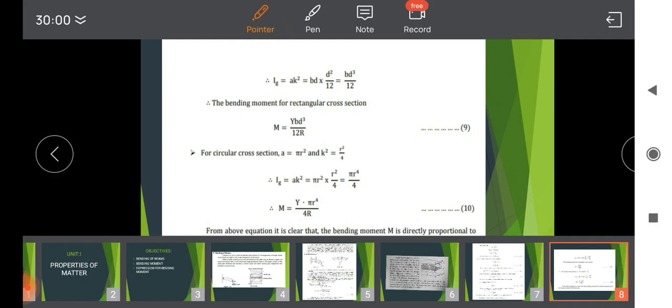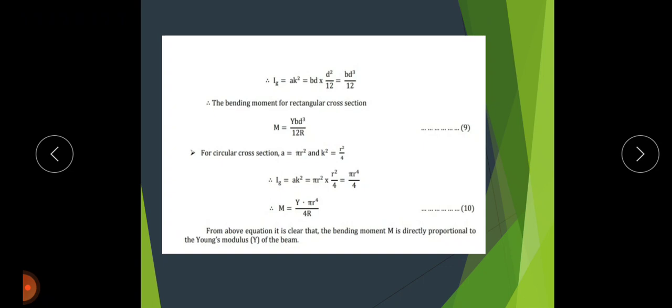In case of the circular cross section, area A is equal to pi r square, and the radius of gyration K square is equal to r square divided by 4. So the geometrical moment of inertia Ig is equal to A K square. Substituting the values of A and K square, area is pi r square into K square, that is r square divided by 4. So this expression becomes pi r to the power of 4 divided by 4.